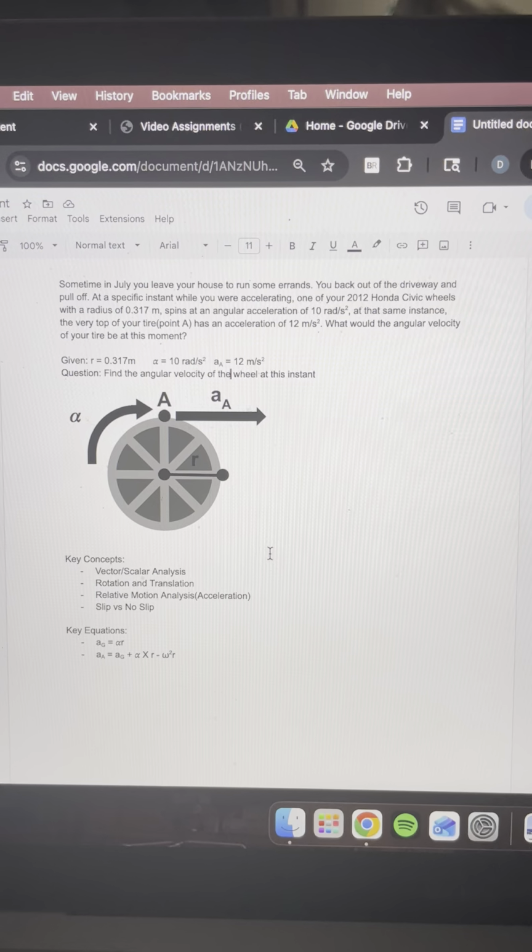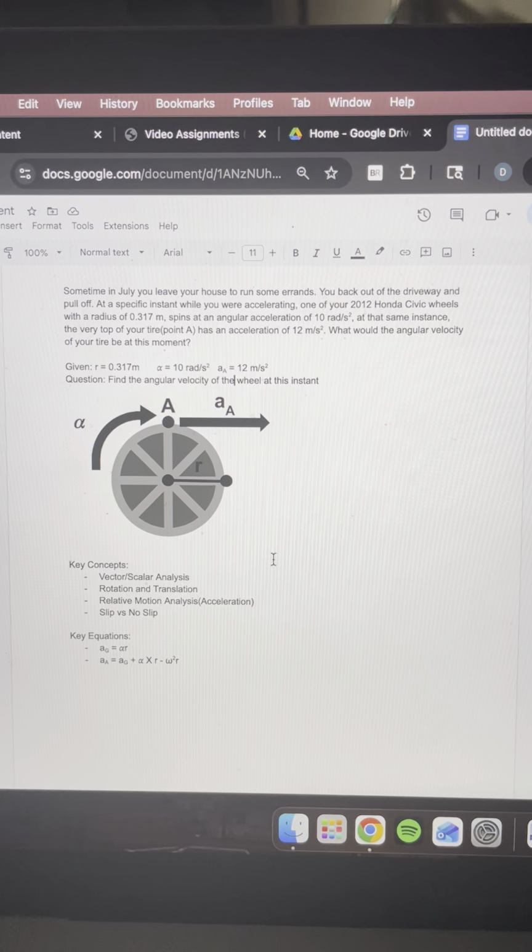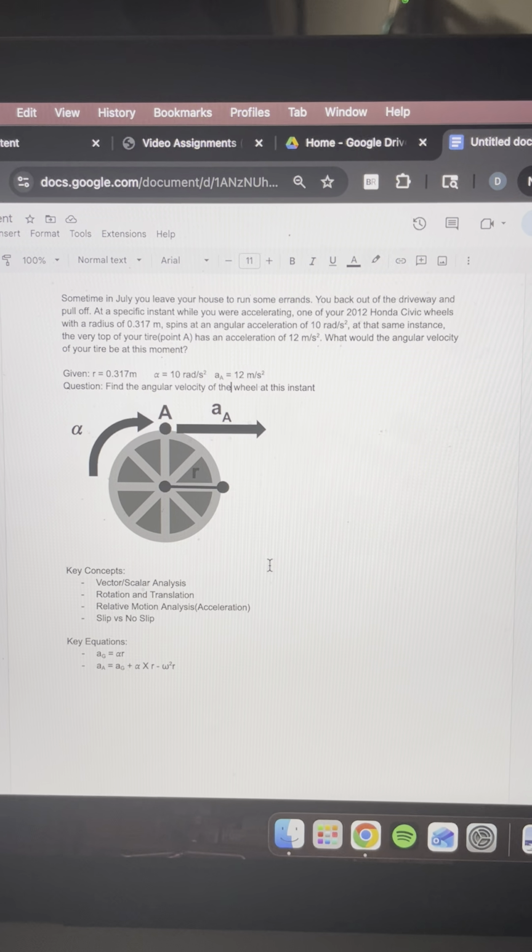Today I will be talking about kinematics of a rigid body, just to give some background information as to how I came up with this problem.